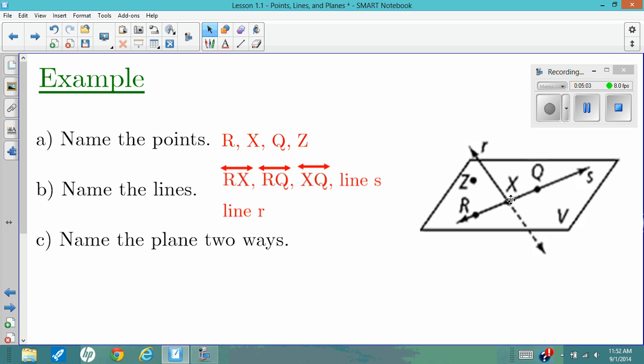It only has 1 point shown on it, though it has infinitely many points on it. We only have 1 point drawn on it, so we can't name it using points. We'll name it using the little label, line R. And lastly, the two ways to name the plane. We can call it plane V, using this V that's just a label, or we can choose any 3 points in the plane, and I chose R, X, and Z, and I called it plane RXZ. Your answer might be different.